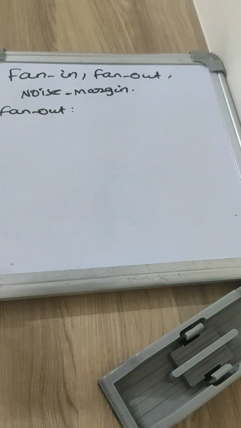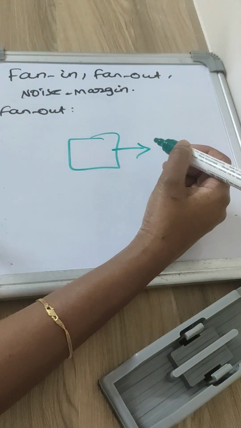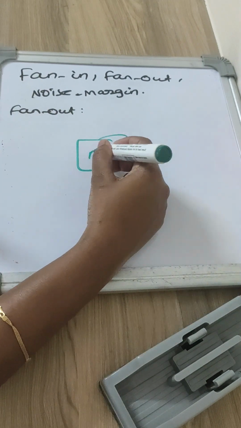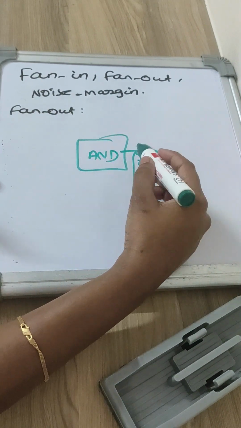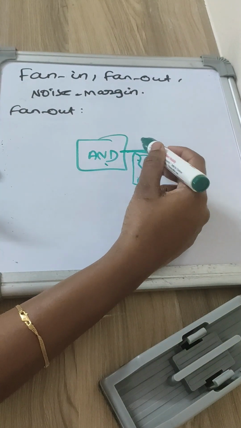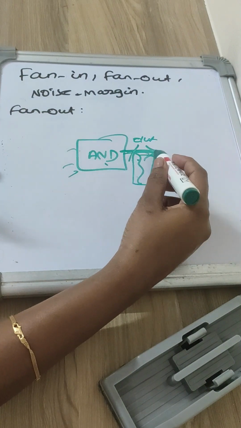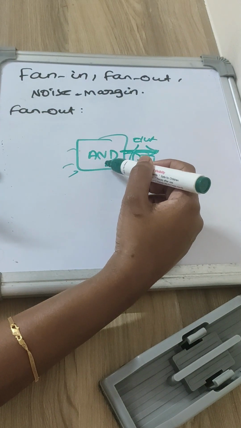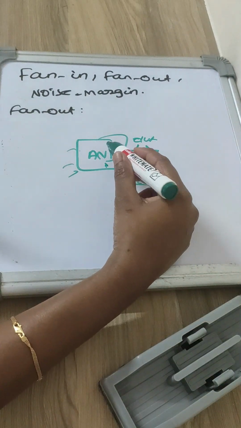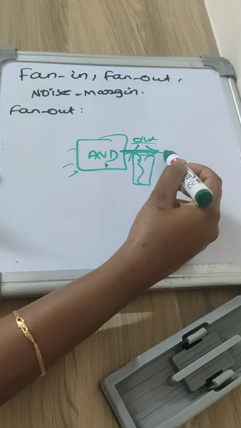Fan out is similar to that. Here we are not counting the number of inputs but the outputs. If this is your AND gate, it gives only one output. Input could be any number of inputs, but output will always be one, with respect to the AND gate I'm talking about. Maybe some other system has a number of outputs, but here we are talking about a particular gate or cell, which outputs only one output.